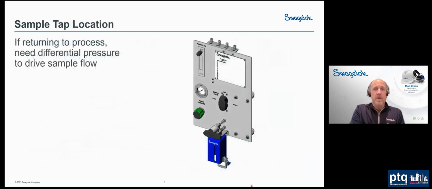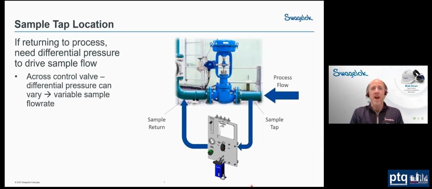Now, that always begs the question, where do we locate that process tap? When we're locating a process tap, we want to make sure that we pick a place where we have enough pressure in order to drive the flow because we need to get the flow to our sample container. All right, so one of the most common places to do that is across a control valve.